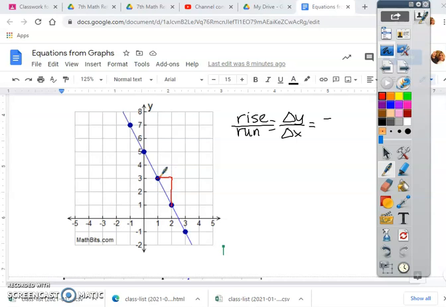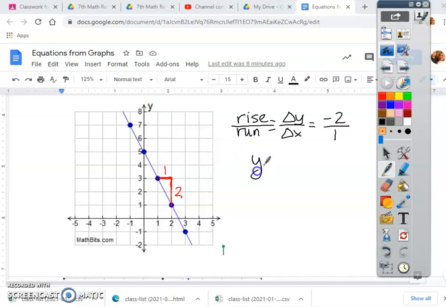Okay. So my rise, 1, 2, and you can put it here. Okay. You can write it right here. That's 2. Run, I'm only moving 1. From 1 to 2 is 1. So my slope is -2.